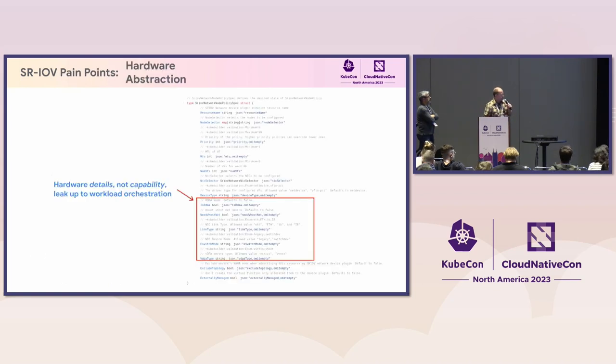The problem with SR-IOV is that many details of the hardware leak up into workload orchestration. This is a blow up of the SR-IOV network node resource, I forget what it's called, from the SR-IOV network operator. And it's got a couple of fields that are always peculiar to the particular NIC that you're deploying. So Intel has a NIC or Mellanox has a NIC. There's always some valid combination of these fields that works for that particular NIC.